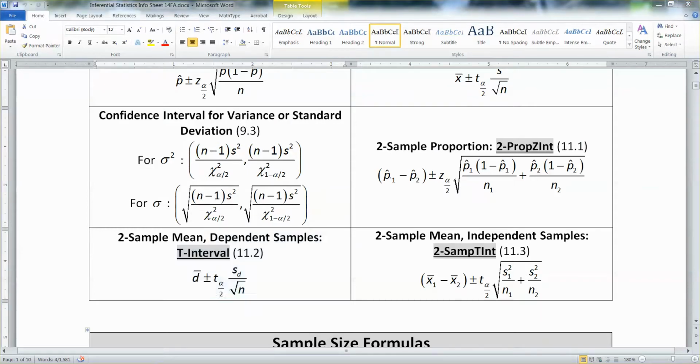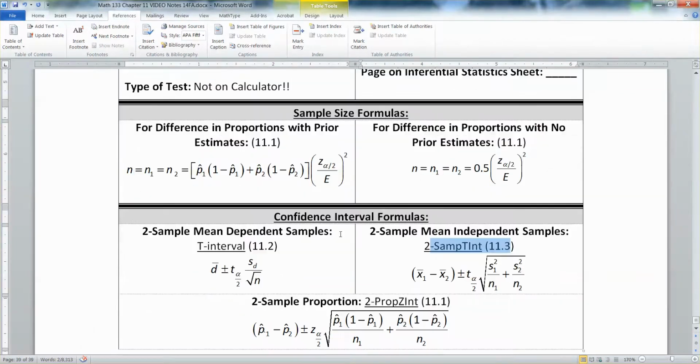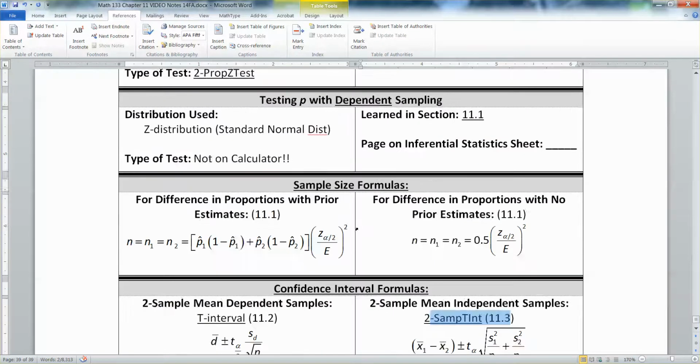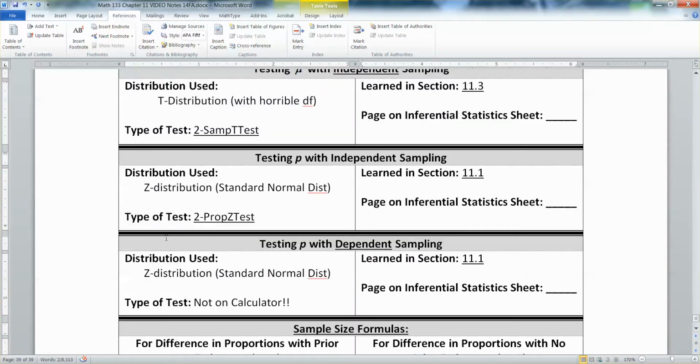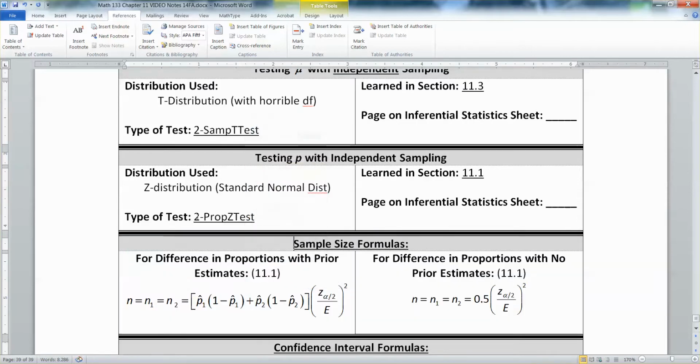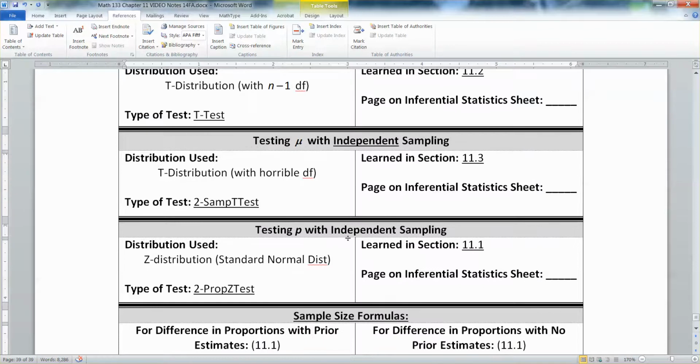All right, so that's that for 11.3, I believe. Then what about 11.1? What about proportions? Oh, and we didn't do dependent sampling. You can actually just ignore this because it's not on the calculator and I cut it from the assignments for this semester, so it's gone. All right, so look at the testing for proportions with independent sampling. That's the only kind we did.